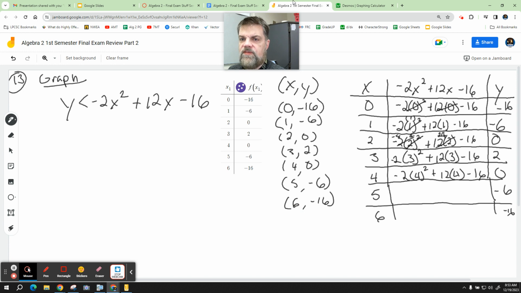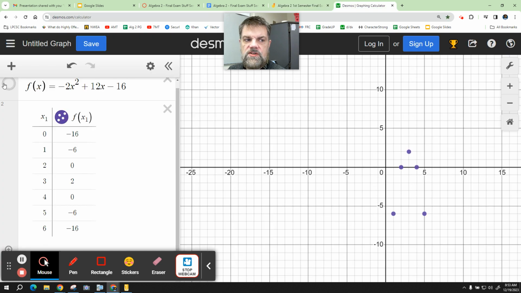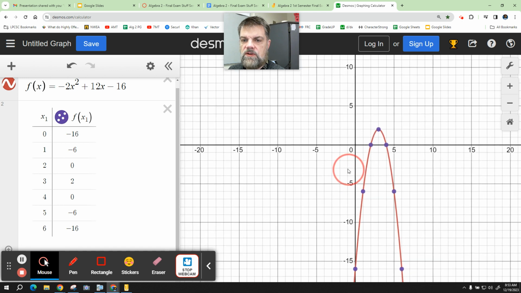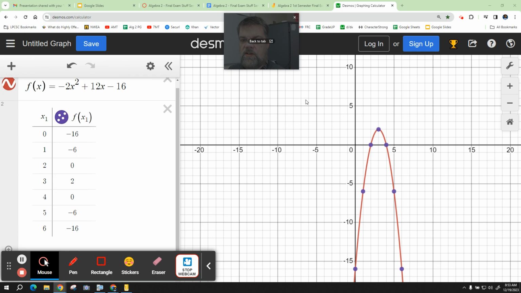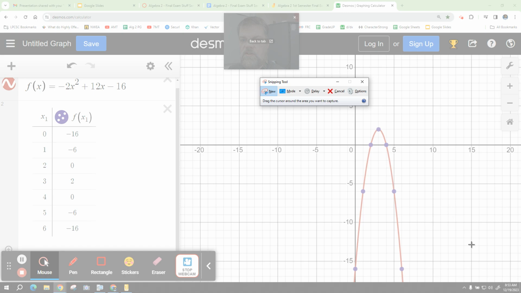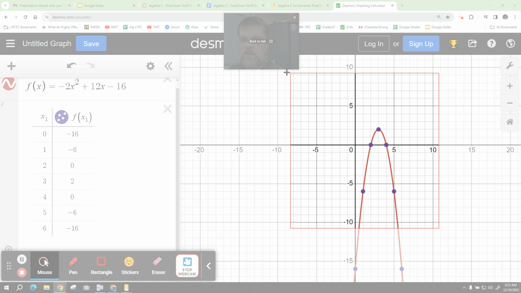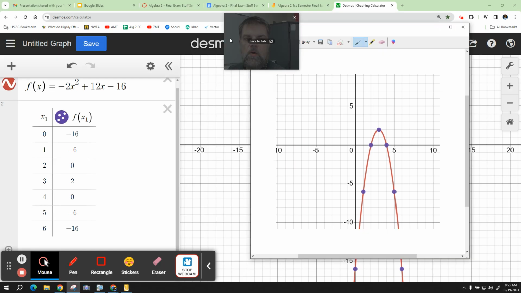And then to graph it, I could just let Desmos help me with that. That's basically it. That's the graph, just drawing a curve through those points. Oh, wait. There's one little issue. There's two little issues. We're not quite ready yet.